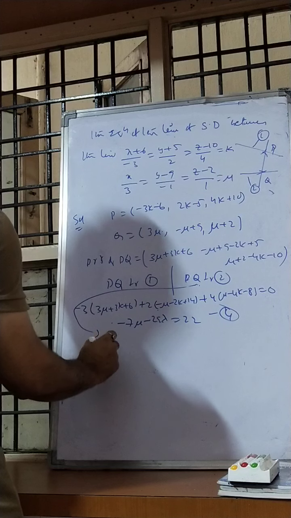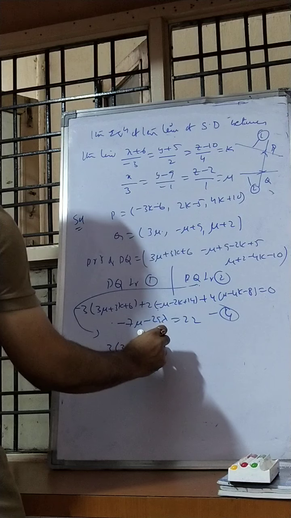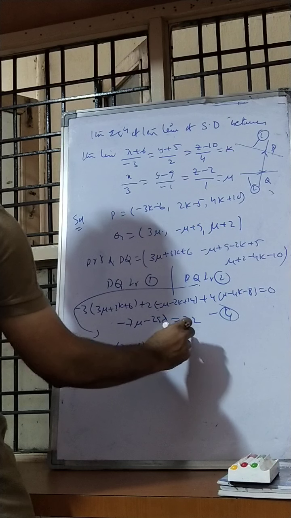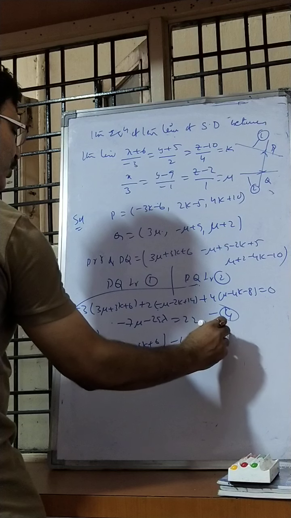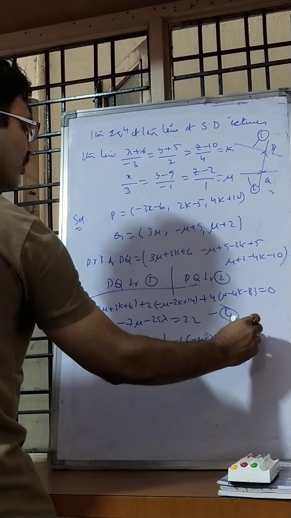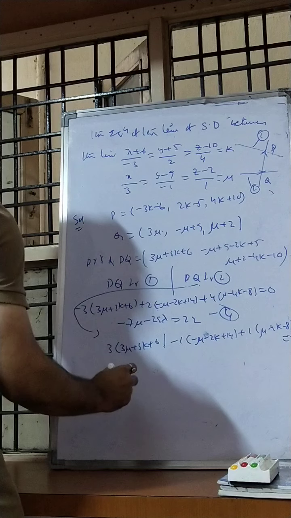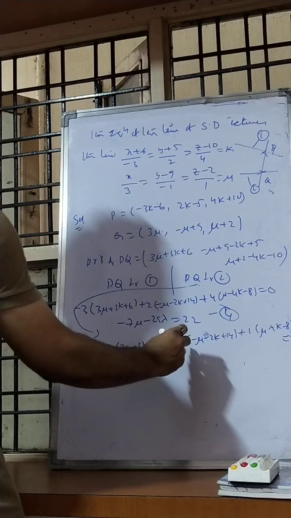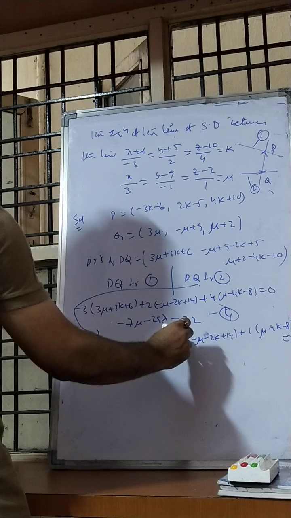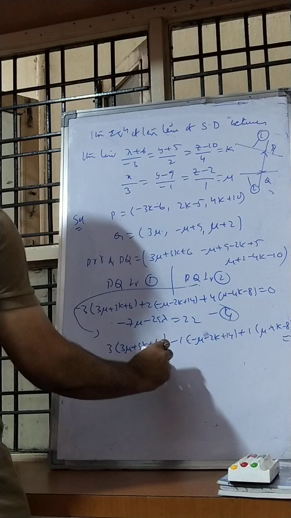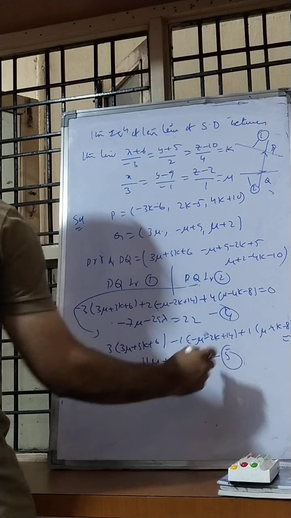In the same way you take the second one. What is that? 3 into the same 3 mu plus 3k plus 6, and minus 1 into minus mu minus 2k plus 14, and the next 1 into mu minus 4k minus 8 equal to 0. If you solve, you will get 11 mu, 9 plus 1 is 10, plus 1 is 11 mu, and plus 7 lambda is equal to 4, you will get, this is 5.